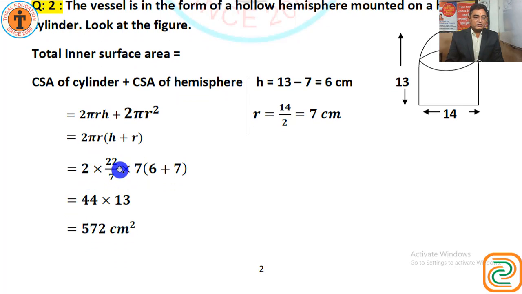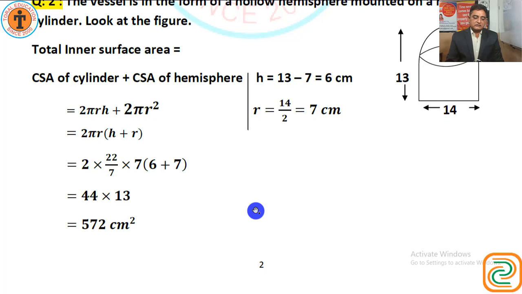Here it is 2 into 22 by 7, which is the value of pi, into 7 into bracket 6 plus 7. Here 7 cuts off, 22 2s are 44, 6 plus 7 is 13. Don't cut this 7 because this is in addition, not in multiplication. This will be cut off. Here 572 centimeter square is our answer.